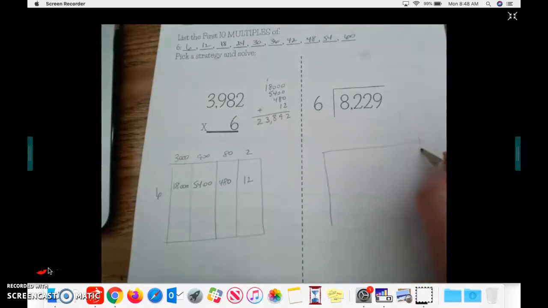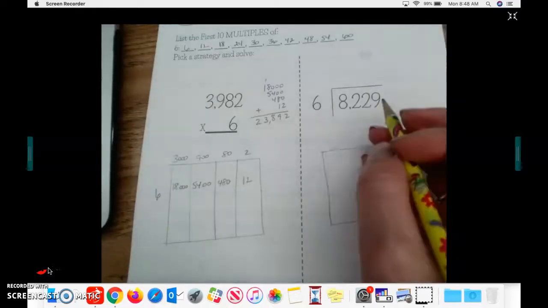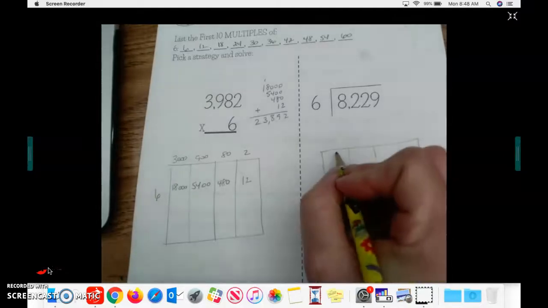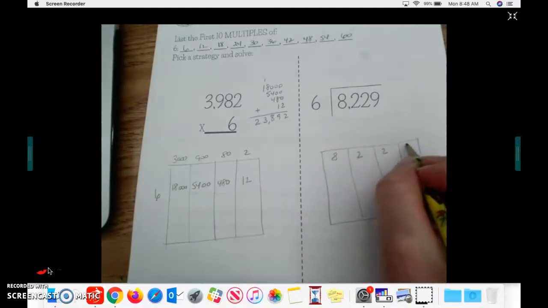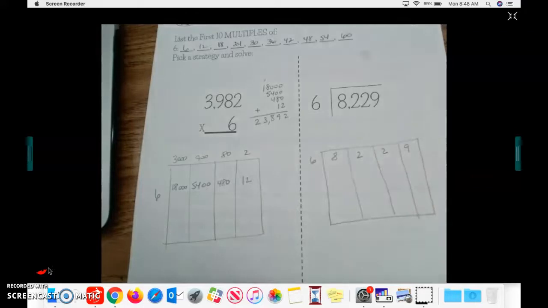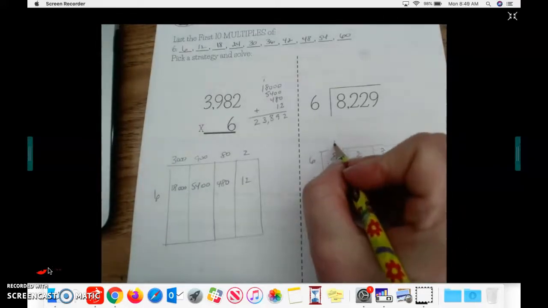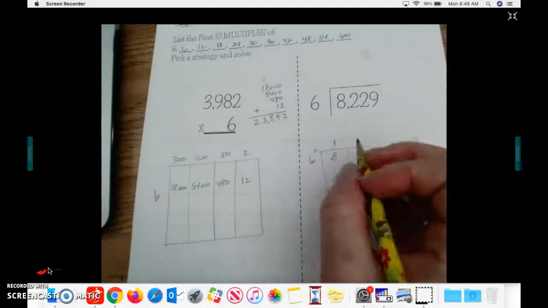Again, I'm going to use the box method strategy for division. Since this is a 4-digit number, I'm again going to need 4 columns, and one number goes in each column. And then the number that I'm dividing by goes out here to the side. So first, 6 goes in 8 how many times? Just once. 6 times 1 is 6.